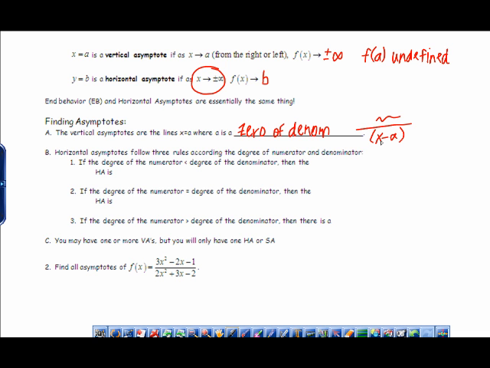Okay, horizontal asymptotes, they follow 3 rules. Now this is, you just have cases. Now remember, degree is the highest exponent.